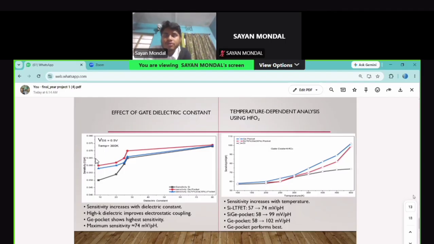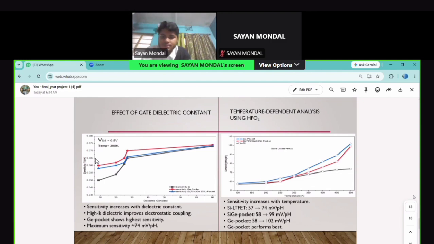And if I talk about temperature analysis, we also studied the effect of temperature from 100K to 500K. As the temperature increased, the semiconductor band gap decreased, which further enhanced the band-to-band tunneling process. Consequently, the sensor's sensitivity increased with temperature.